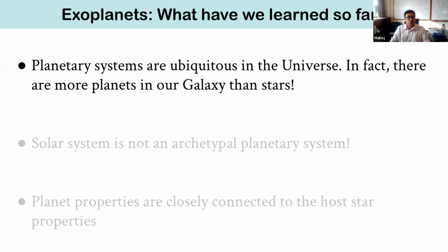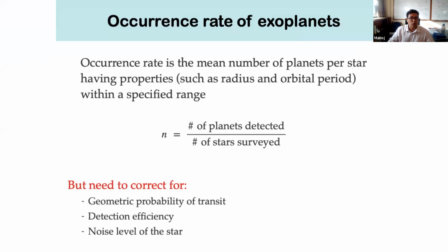Now let us look at each of these separately. The first is about the ubiquitousness, the fact that planetary systems are common. And how do we know about this?